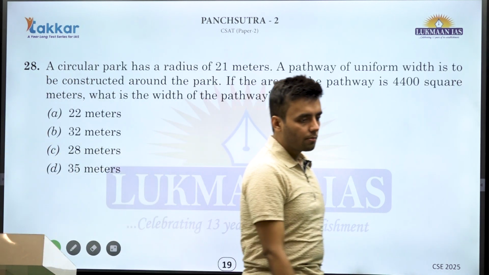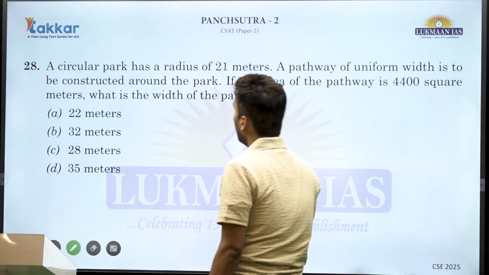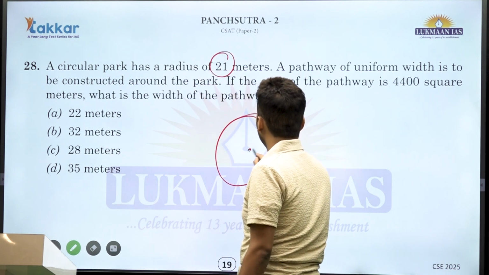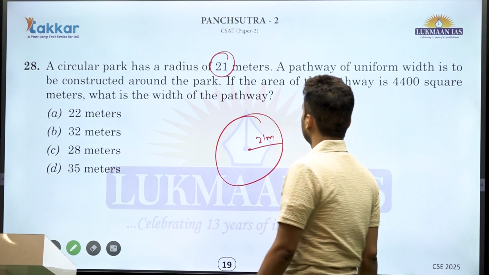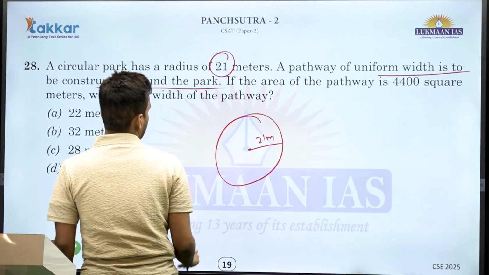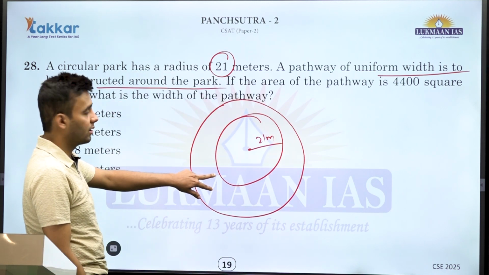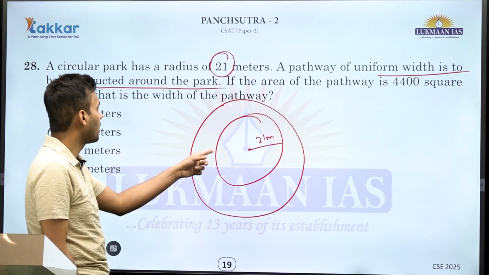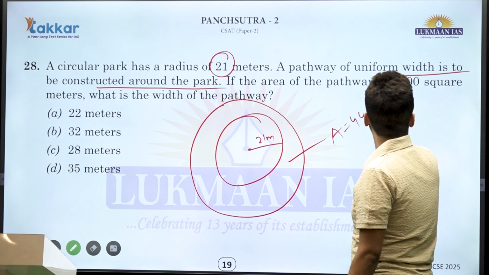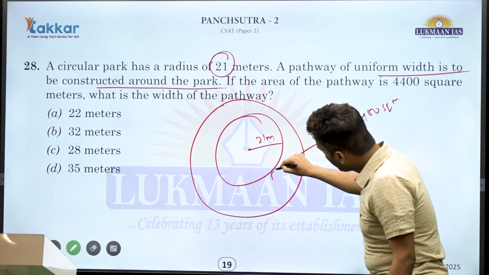Okay, this is a mensuration question. There is a circular park which has a radius of 21 meters. A pathway of uniform width is to be constructed around the park. This is the path, a circular path that is constructed around the circular park. If the area of the pathway is given as 4400 square meters, we need to find the width.